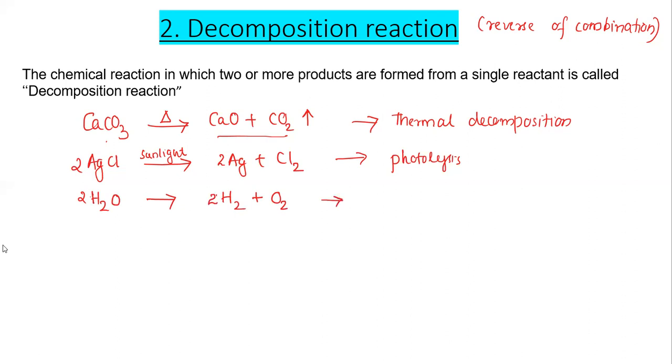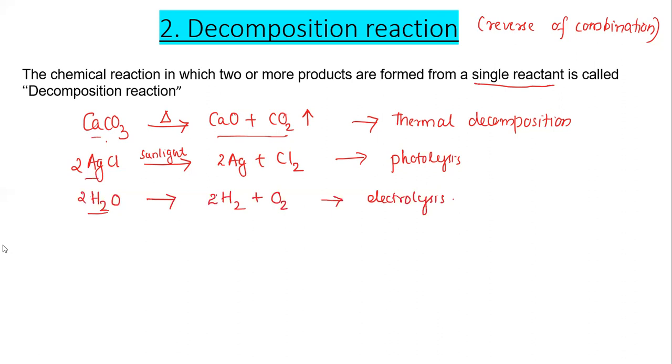Here the reaction involved electrical energy for the decomposition of the reactant. So this reaction is also called electrolysis. Understood? So in all these reactions, look at the reactant. Only one reactant, that is a single reactant, but product is 2 or more products. So the chemical reaction in which 2 or more products are formed from a single reactant, that reaction is called decomposition reaction.